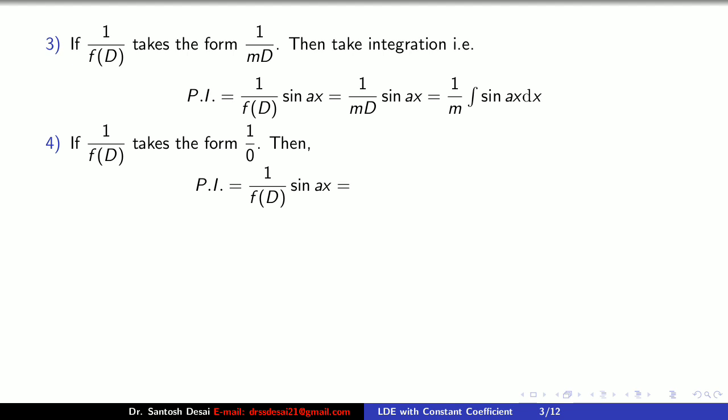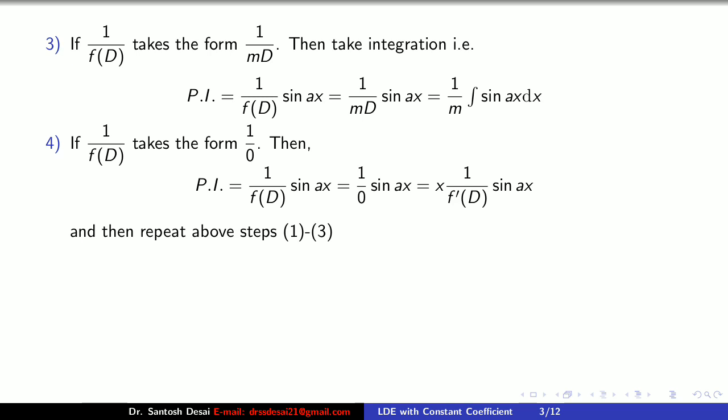So in this case, just as we saw in the previous case, that is for X equal to e raised to x, first we write the one independent variable, that is equal to x. Then take the derivative of f of D, that is f dash D into sin ax, and again repeat the above steps 1 to 3. That is, again we have to replace D square by minus a square and check whether that new term reduces to zero, and you again apply the previous methods.